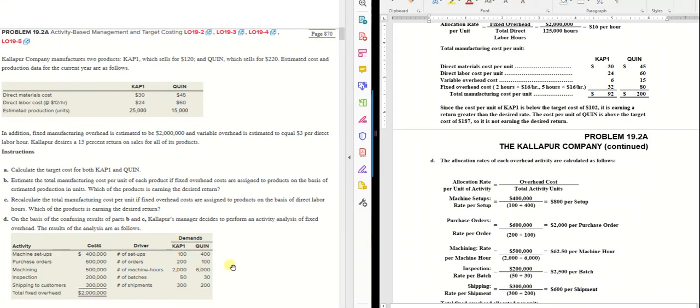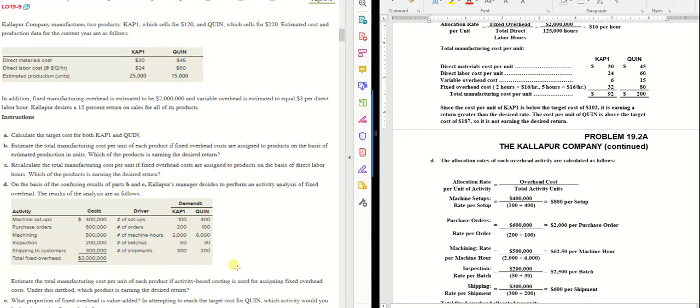And so the third thing I do is I say, all right, I'm going to break out my overhead. Okay, and this is how I knew my other problem that I originally had was wrong, because they had 2 million here, and they didn't have 2 million there.